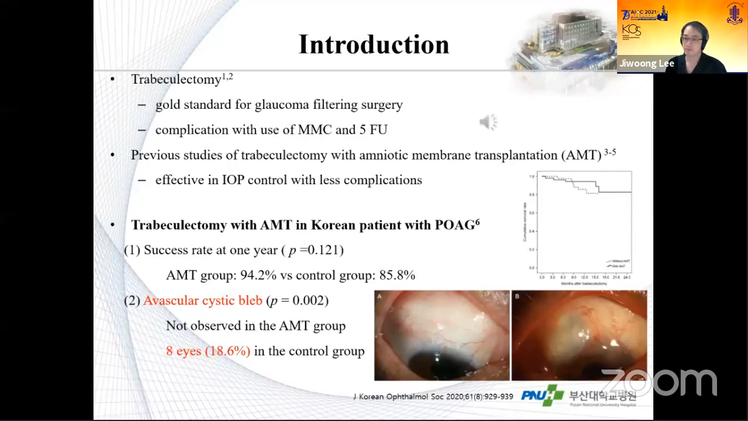Previous studies of trabeculectomy with amniotic membrane transplantation reported that it is effective in IOP control with fewer complications. Our group reported that trabeculectomy with AMT in Korean patients with POAG has a comparable success rate at 1 year after surgery. However, an avascular cystic bleb was not observed in the AMT group, while 8 eyes in the control group had an avascular cystic bleb.